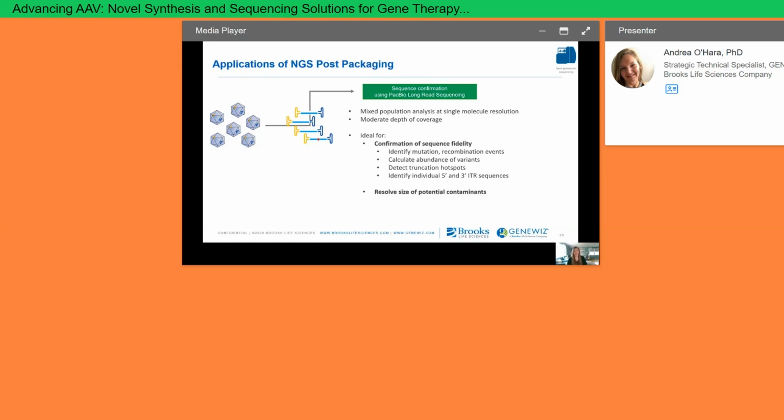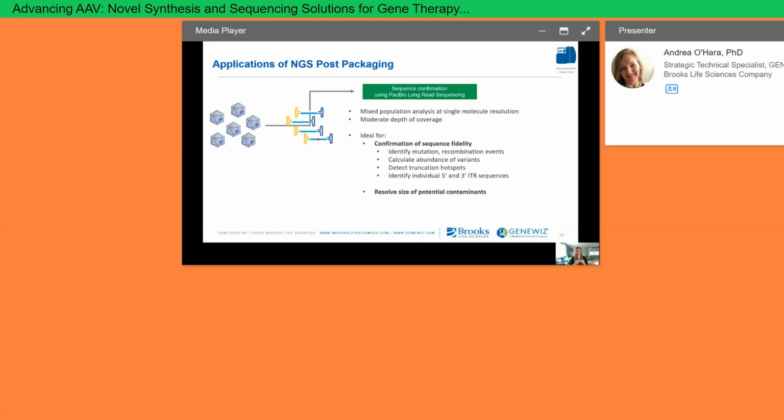Conversely, we also have PacBio long read sequencing. This is going to be single molecule resolution. That means that for every piece of DNA we have, we're going to sequence the full thing from end to end. This could be short DNAs or long DNAs, depending upon what's inside of those viral particles. We're going to be doing a mixed population analysis of this pool of viral stock. Our depth of coverage here, though, is going to be more moderate.